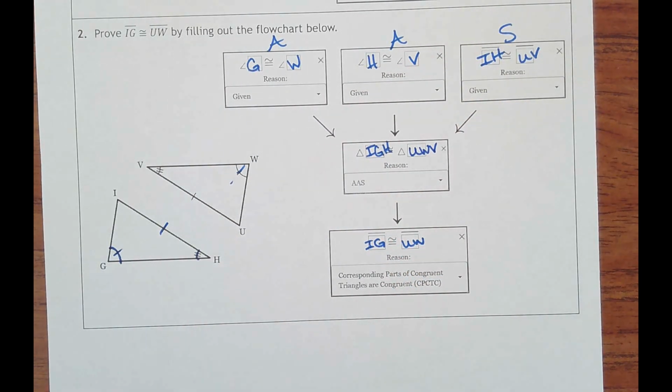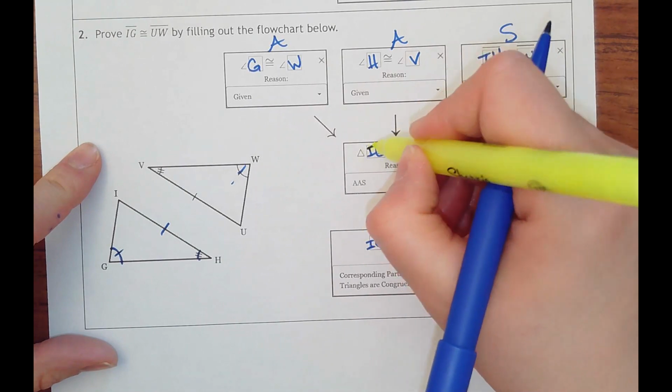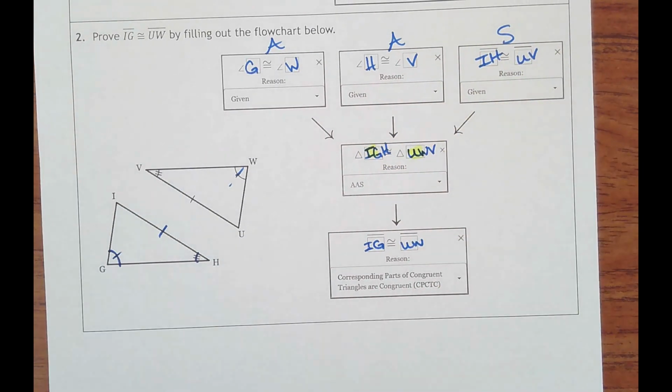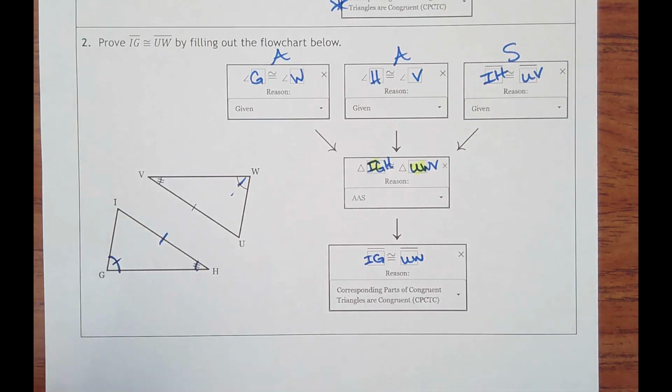And you can see where IG is in the name. It's the first and second letter, and so is UW. So yes, they would be congruent because I've proven that the triangles are congruent and that those parts correspond. And that's it. CPCTC.